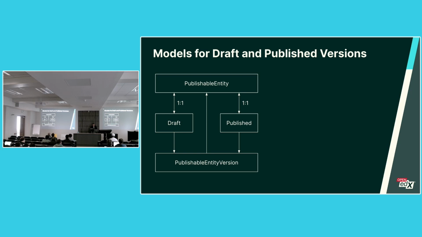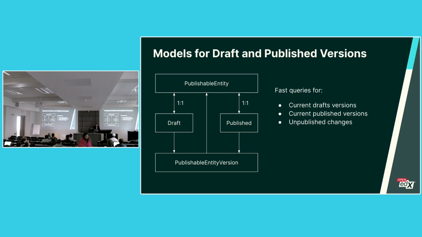We also are going to have explicit models for the draft and published versions. So every publishable entity has one draft and one published version at any given time. This means we have fast queries for here are the current drafts, here are the current published versions, here are unpublished changes. The one thing that we lose is we don't have as easy an ability to roll back to a previous snapshot that we did. We can still go back to a point in history, but it's a little more complex.